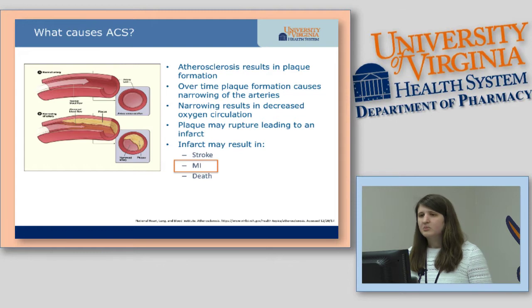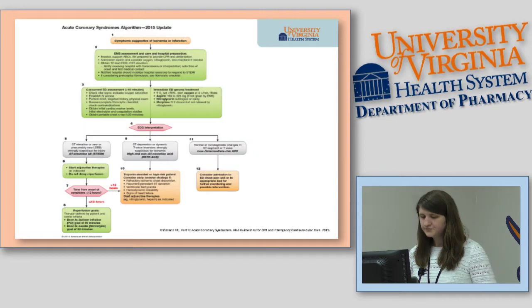And then at a certain point, that plaque can actually rupture, leading to an infarct. And that infarct is really this conglomeration of cells, those lipids, the inflammatory cells, that cause an acute occlusion of the artery. And that may result in things like stroke, heart attack, or death. So not great things. So today, this is our template for what we're going to be walking through in our discussion of acute coronary syndrome.